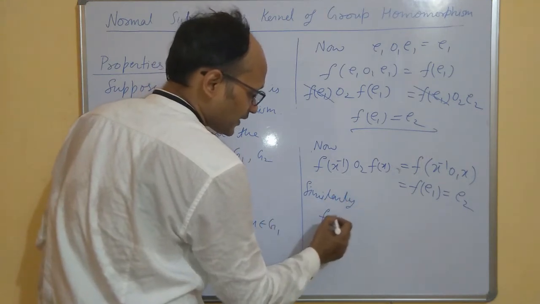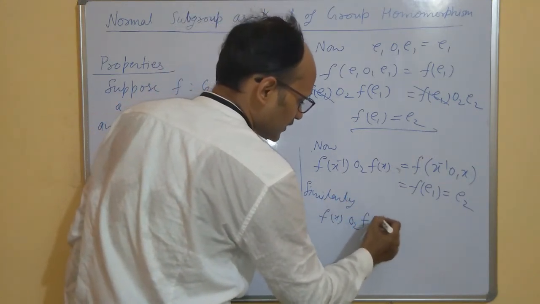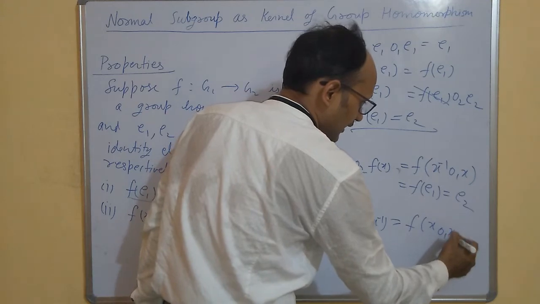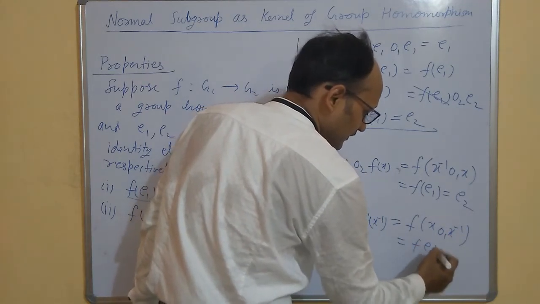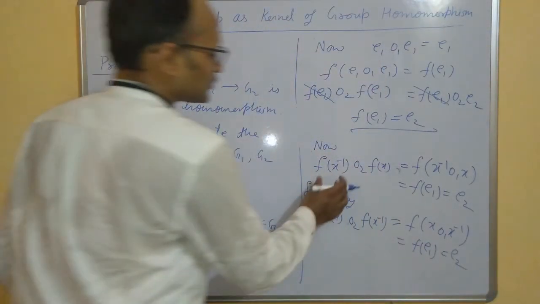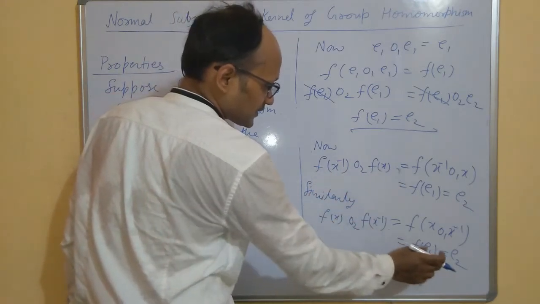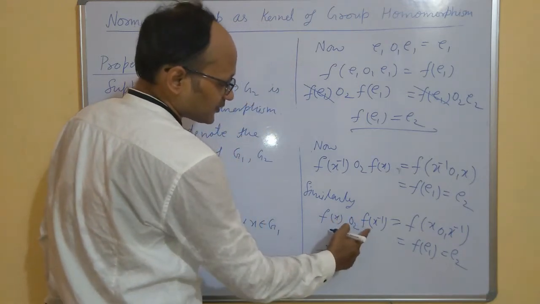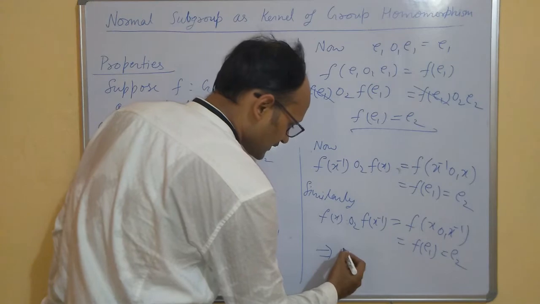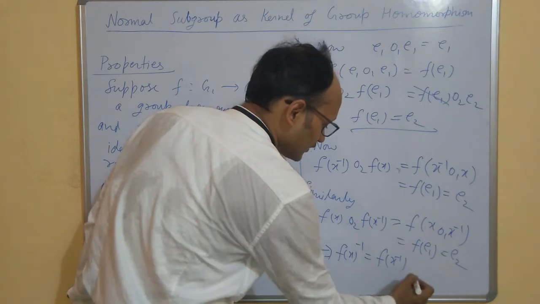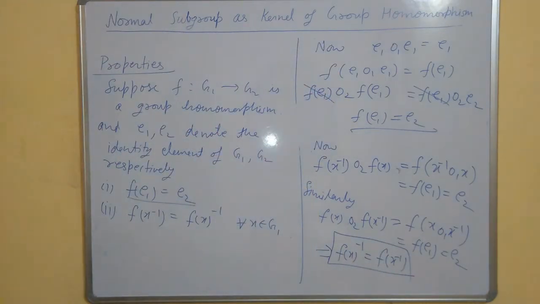So similarly, if you take f(x) O2 f(x) inverse, then it will become f of x O1 x inverse, and it will become f of E1, which is equal to E2. Because the composition of these two elements is identity, this implies that this element is the inverse of this. So we can write f(x) inverse is equal to f(x inverse). So this identity holds if f is a group homomorphism.